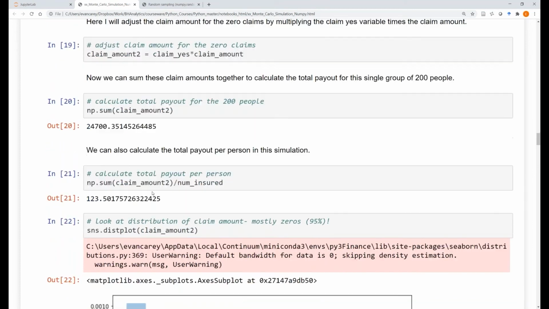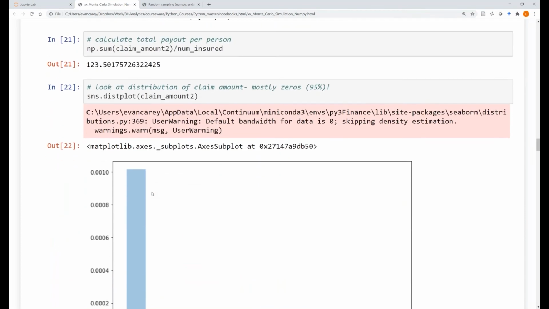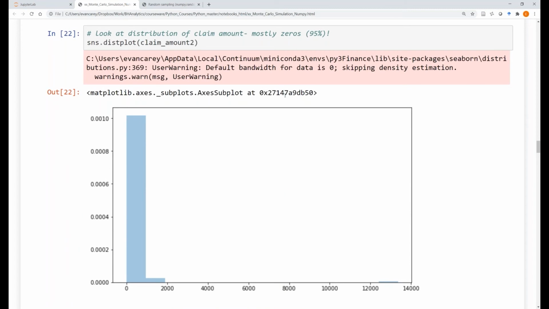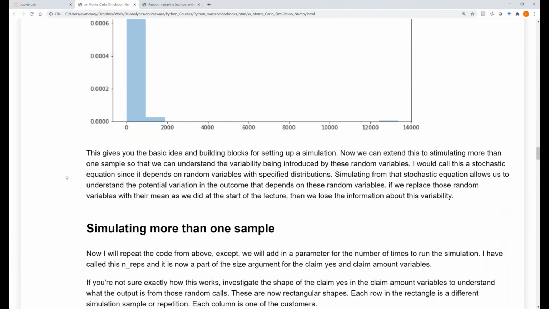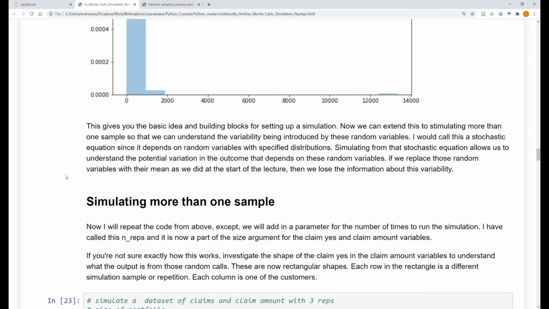All right, so these are all of our components, our basic pieces. If I look at the distribution of the claim amount, it's actually going to be mostly zeros as expected, because 95% of these people don't have a claim amount, so it's zero. And then the 5% that do have a claim amount are going to have this skewed distribution of claims. And that's a basic Seaborn distribution plot showing that. Okay, so those are our basic ideas, and these are things you're probably familiar with if you have a background in financial analytics, but maybe you haven't done them in Python before.